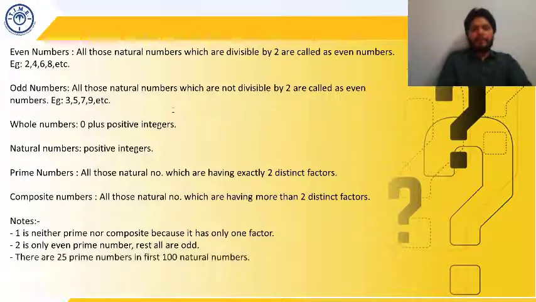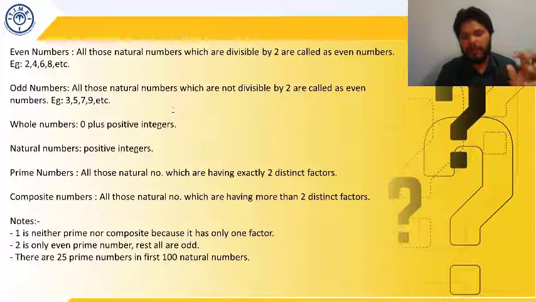Okay, next. There are 25 prime numbers in the first 100 natural numbers. So there might be a question on how many prime numbers are there in the first 100 natural numbers. The answer to that question is going to be 25. So there are 25 prime numbers in the first 100 natural numbers.